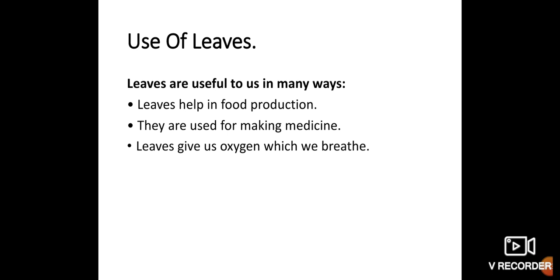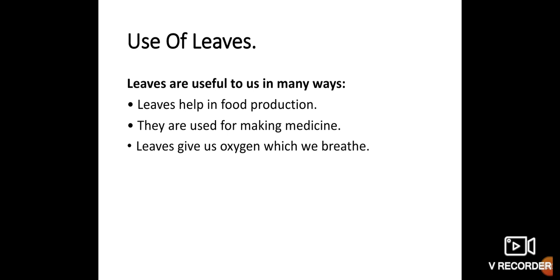Then comes uses of leaves. We have many uses of leaves. First of all, leaves provide us with vegetables. We get a lot of vegetables from plants and from trees, like cabbage, spinach, lettuce, etc. And we also get many herbs from the plants like coriander and mint. These herbs add flavor and fragrance to our food.